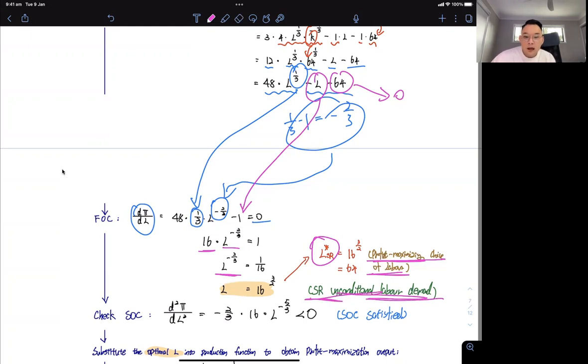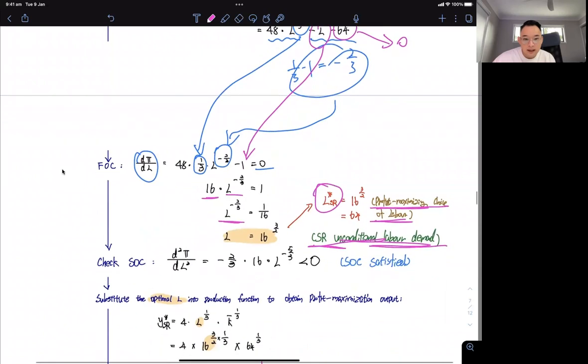However, that's not finished. Always remember to check the second order condition. The second order condition at L equals 16 to the power of 3/2 is simply minus 2/3 times 16 times L to the power of minus 5/3, which is smaller than 0. Because there's a minus sign in front of it, and the power term is positive as long as L is positive. Obviously we can't take negative values for labor, so minus something positive is negative. Therefore, we say the second order condition is satisfied.